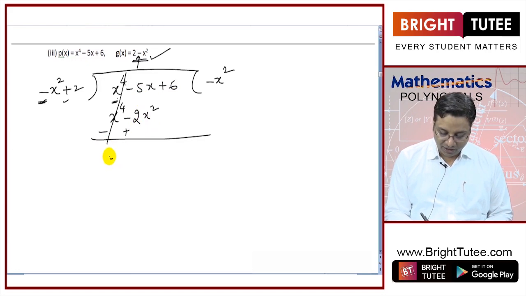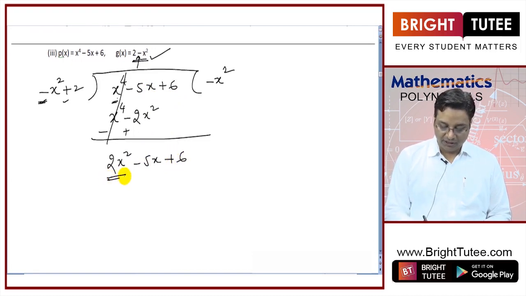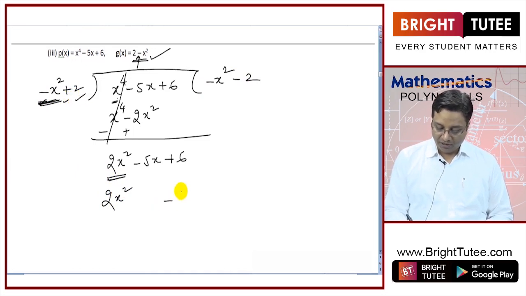So I will write 2x square. This minus 5x will come as it is, plus 6, right? Now focus on this term and this term. What do I multiply this term with to get this one? Minus 2, right? So minus minus plus 2x square, right? Minus 2 when multiplied by this will give me minus 4. So I write it below 6.